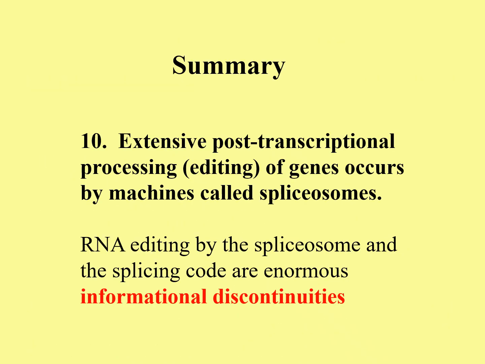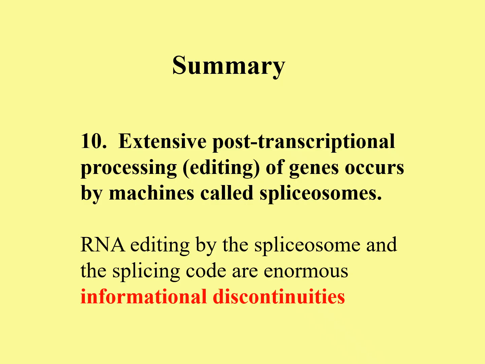To summarize, discovery number 10 is that extensive post-transcriptional editing of genes occurs. Here, only one aspect of that was discussed, the cutting and splicing of transcripts by machines called spliceosomes. That process involves a splicing code, the nature of which is still very far from understood.